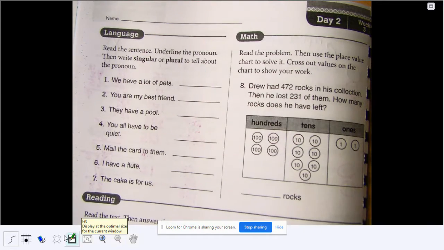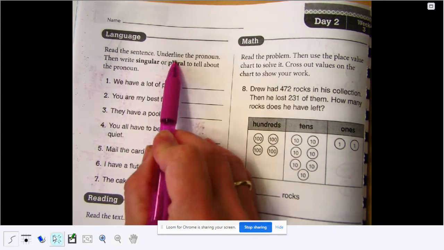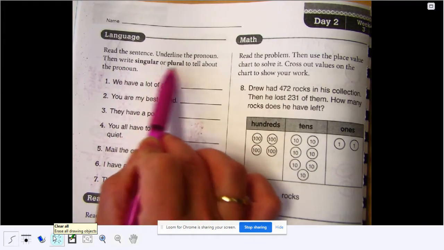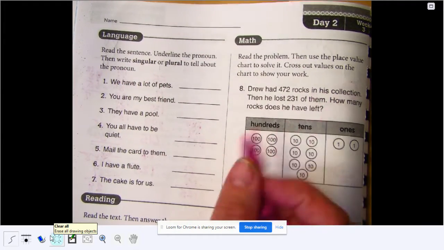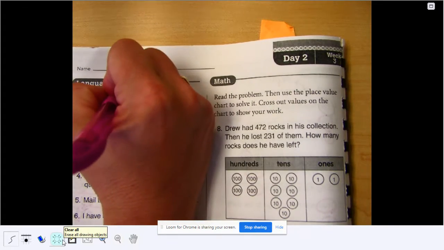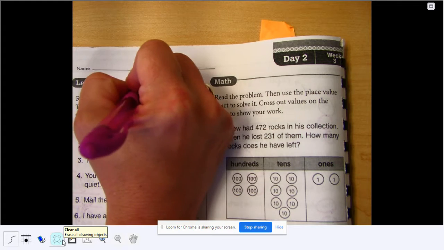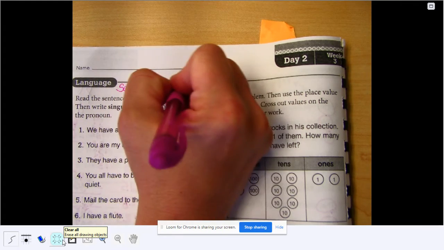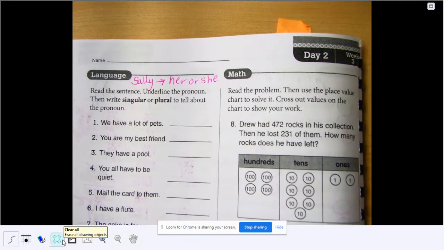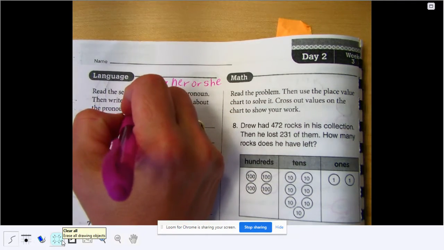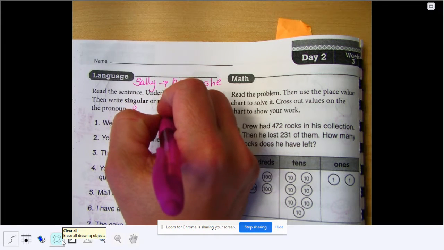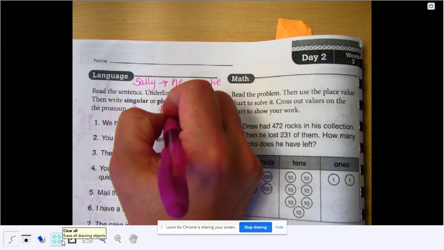All right, so the first part says, read the sentence, underline the pronoun, then write singular or plural to tell about the pronoun. So the pronoun replaces the noun. If I have the name Sally, we replace it with her or she, okay? For it to be singular, that means it's just one person. And if it's plural, it's many people, or at least more than one. Okay?